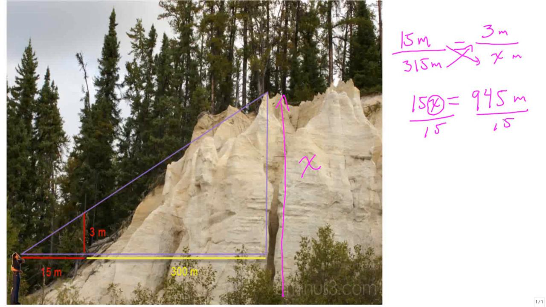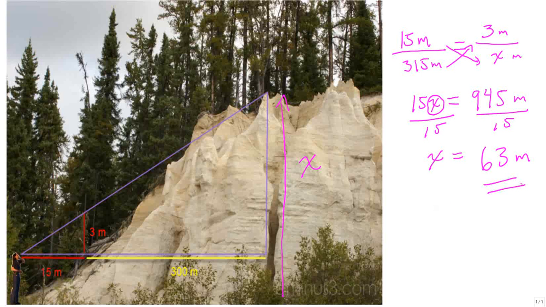Now we want to isolate X, so we're going to divide both sides by 15. That's going to isolate X, and 945 divided by 15 is 63. And we carry our units, which is meters. So we have calculated approximately the height of the sand cliffs, which are 63 meters.